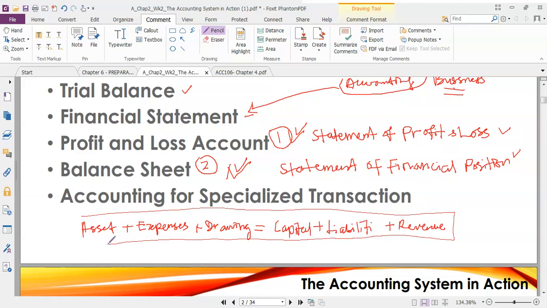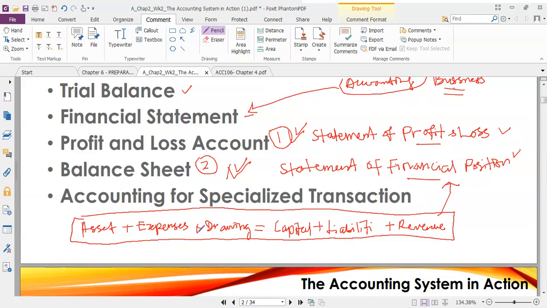Okay, these things, how many elements here? 1, 2, 3, 4, 5, 6. Okay, these all elements must be included in the profit or loss and financial position. For asset, capital and liability will be recorded in the statement of financial position.